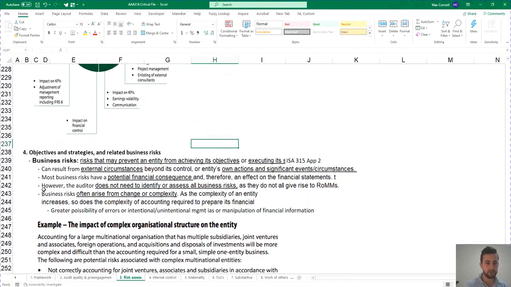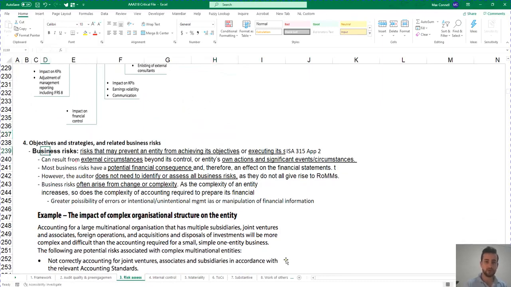Okay, so number 4 is objectives and strategies and related business risks. The definition of a business risk is a risk that may prevent an entity from achieving its objectives or executing its strategy. It could result from external circumstances. Most business risks have financial consequences. The auditor doesn't need to identify or assess all business risks, as they don't all give rise to ROMs, or risk of material misstatement. It's more about identifying which are the key ones and which ones are going to potentially have the biggest impact across risk of material misstatement.